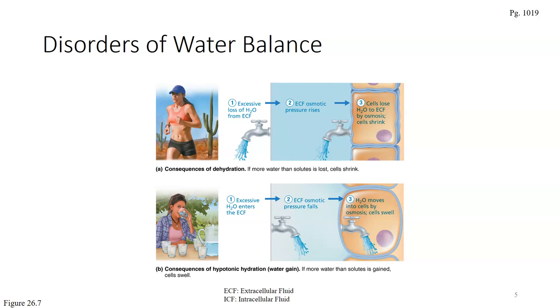There are three principal abnormalities of water balance. First is dehydration. Extracellular water loss is due to a hemorrhage, severe burns, prolonged vomiting or diarrhea, profuse sweating, water deprivation, diuretic abuse, or endocrine disturbances.